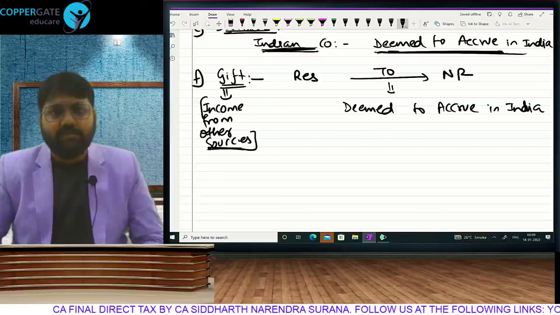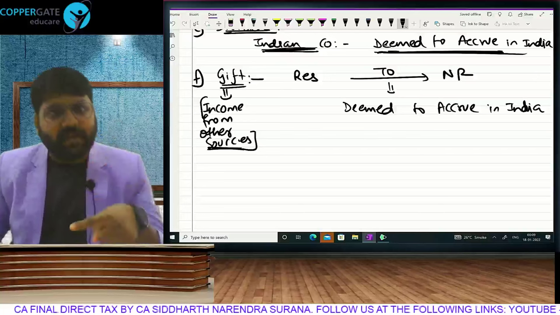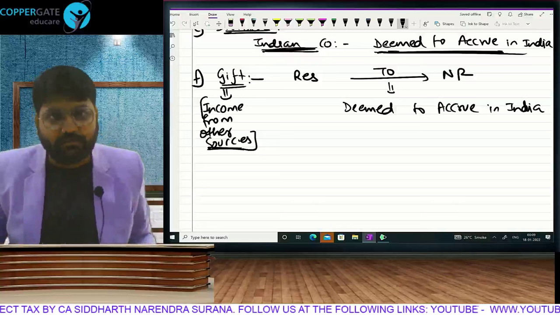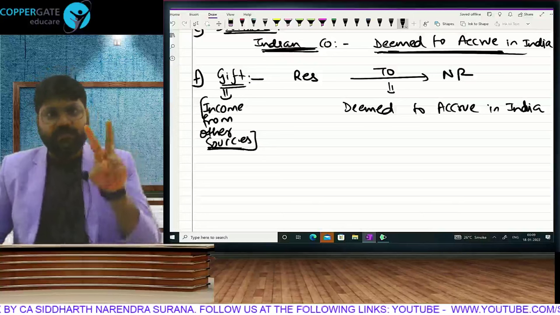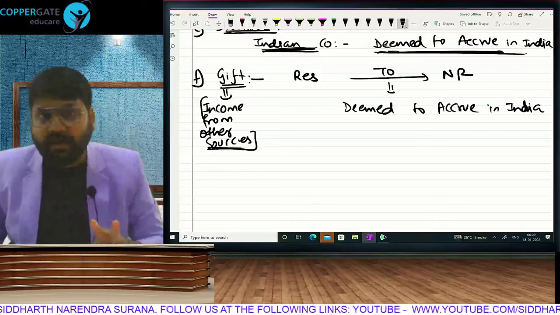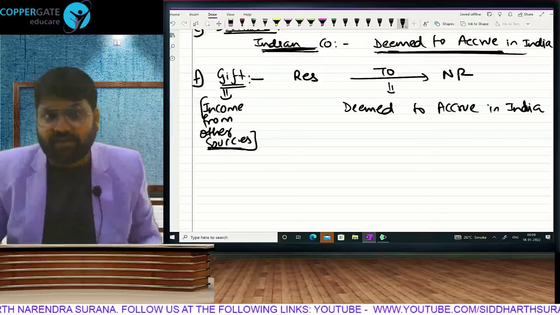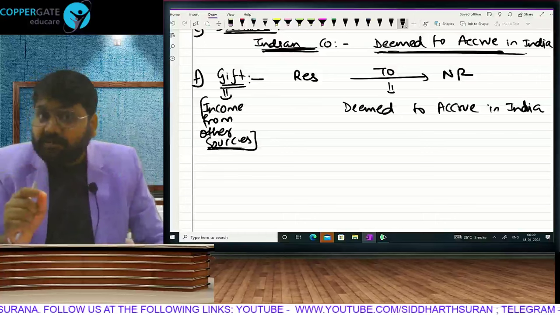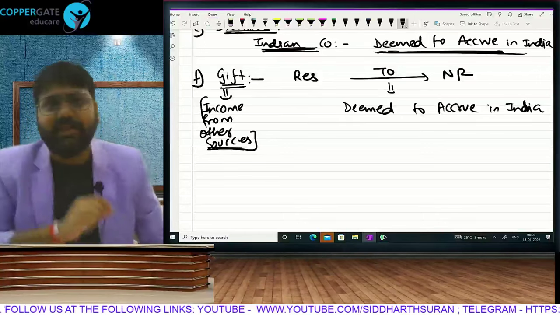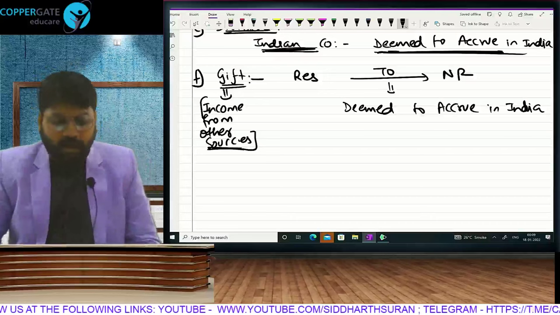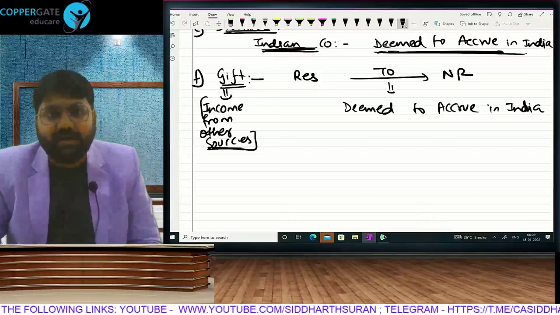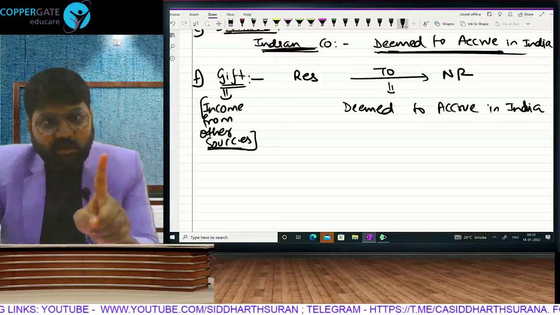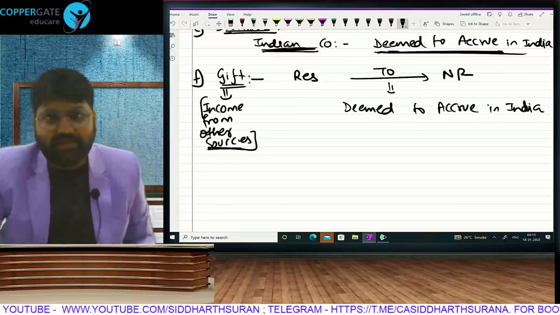What is Indian income? First, if the income is received in India, can I say we will not check the place of accrual at all? It is Indian income. Second, if the income has accrued in India, can I say we will not check the place of receipt at all? It is Indian income. Third, there are some incomes which we will assume have accrued in India. What are the points that we have studied? The incomes that are assumed to be accruing in India. First, sale of asset. If the asset is located in India, we will not check anything else. It is Indian income.